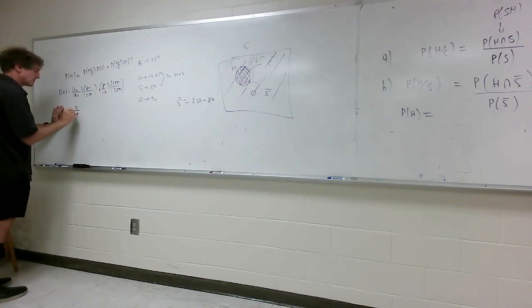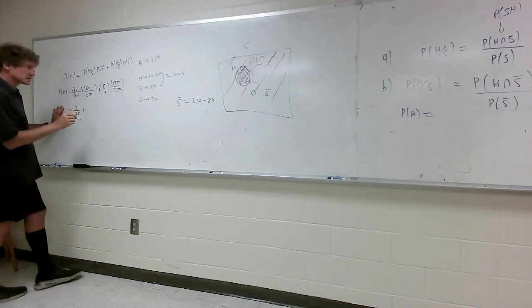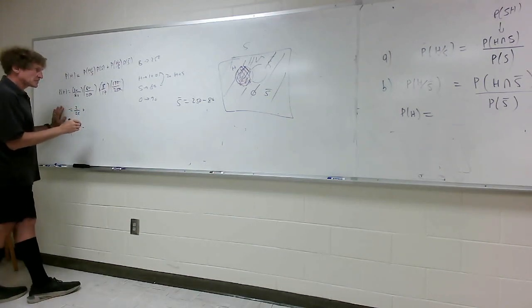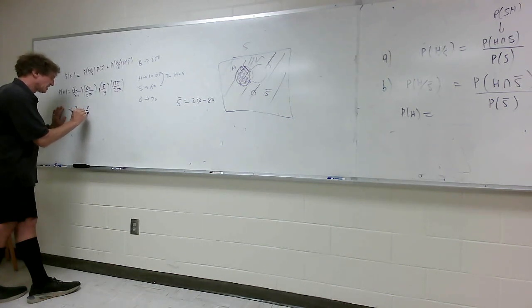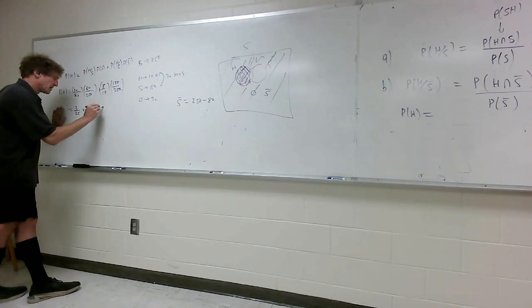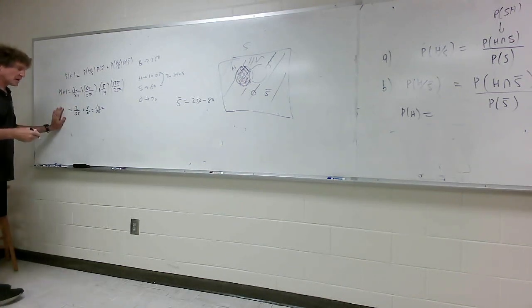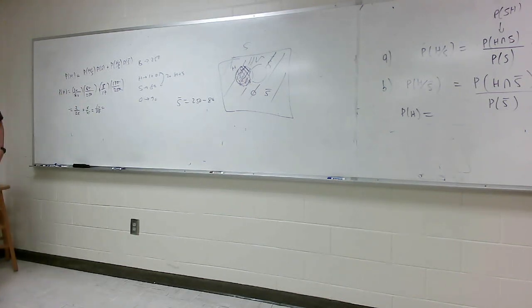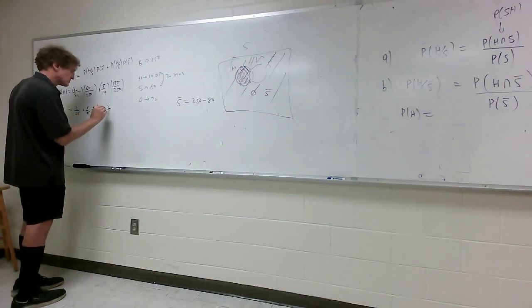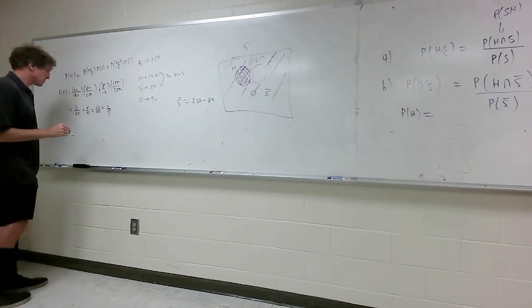2 over 25 plus 8 over 25, so that's going to be 10 over 25, and I believe that's right. Can you confirm that? 2/5. Yeah, 2/5, that's right. So it's the probability of H.